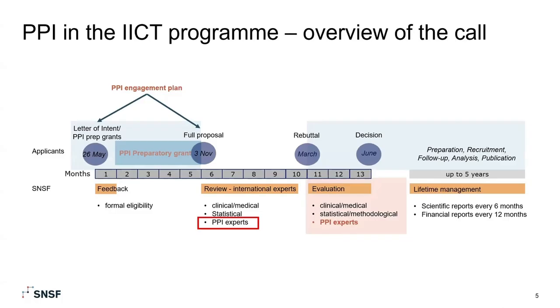Now, an overview of the IICT call. First, as I said, you have to submit a letter of intent or PPI preparatory grant by May 26th. After the submission, you will get feedback on formal eligibility from the SNSF offices. During the following 4-month period until submission of the full proposal on 3rd of November, you can use the money awarded in the PPI preparatory grant for preparation work on your full proposal.